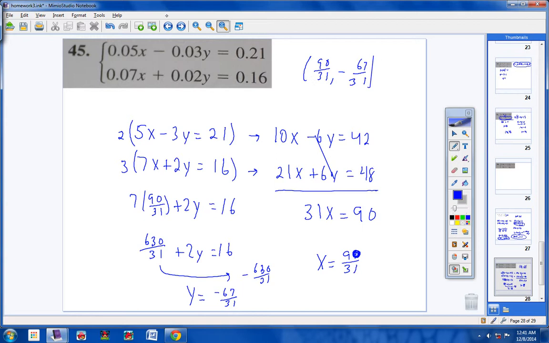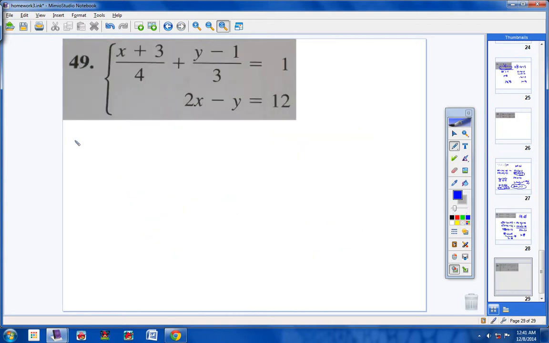Okay, and last but not least, our last problem of the homework assignment, this one here. Now, it looks really difficult. It's not. You have a denominator of 4 and a denominator of 3. A common denominator is 12. So I'm going to multiply this whole top equation by 12. So here we go. 12 over 1 times x plus 3 over 4. Your 4 would cancel into your 12 3 times and take 3 times the whole numerator.